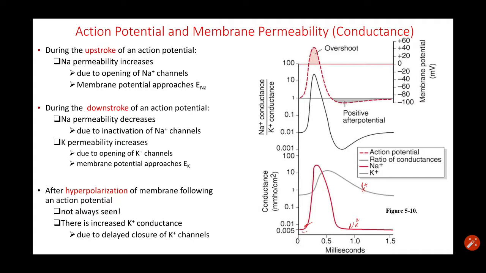All right? And if you take the ratio of sodium to potassium conductance, you get this black graph. So there's your hyperpolarization, there's your potassium conductance, and this would be the ratio of sodium to potassium conductance. Again, in the upstroke, it's because of the sodium permeability. In the downstroke, it is because the sodium permeability decreases and the potassium permeability increases. The hyperpolarization is because the potassium conductance carries on because of the delay in closing the potassium channel. Okay? Next one.